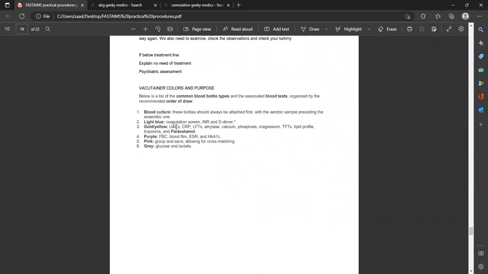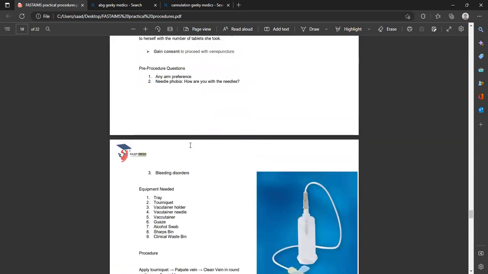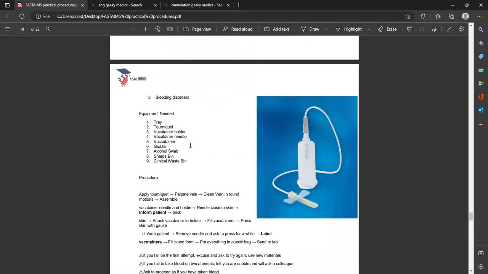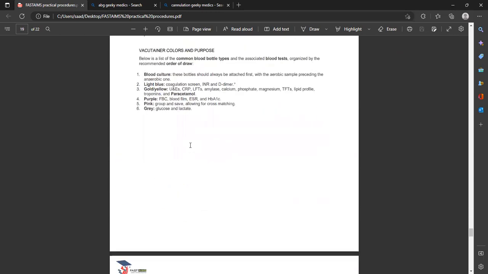The vacutainer colors are important. Blood cultures are separate: aerobic and anaerobic samples. Then light blue for coagulation screen, INR; yellow for paracetamol. Paracetamol samples go in the yellow bottle, purple for FBC, blood film, etc. Pink for blood group and save, and glucose and lactate for gray. So again, it's a simple procedure. I will show you the video at the end after doing the cervical smear.